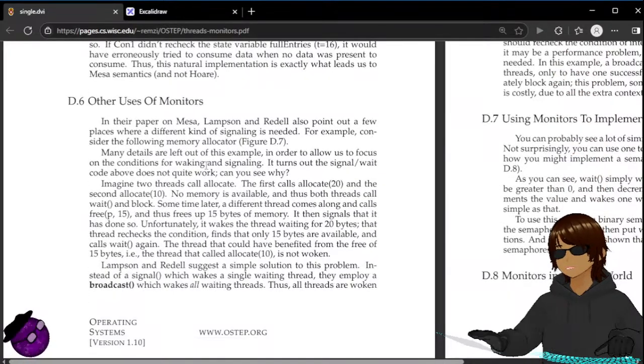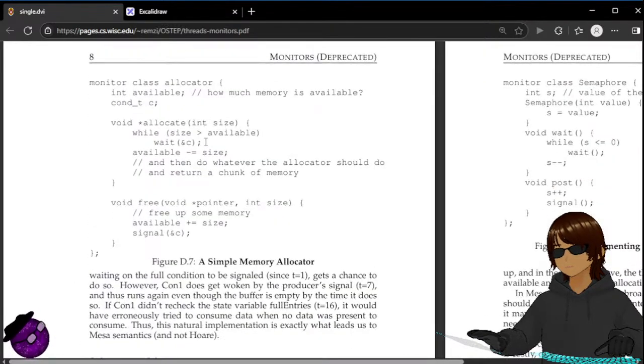Other uses of monitors in their paper on Mesa, Lampson and Redell also point out a few places where a different kind of signaling is needed. For example, consider the following memory allocator, Figure D.7. Many details are left out of this example in order to allow us to focus on conditions for waking and signaling. Turns out the signal/wait code above does not work. Can you see why?